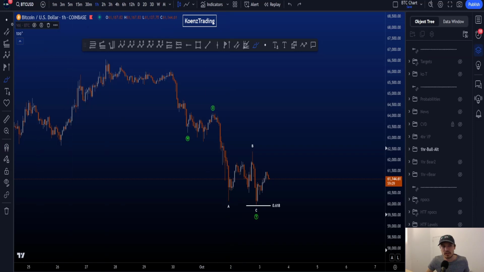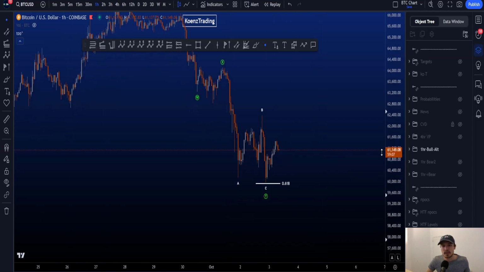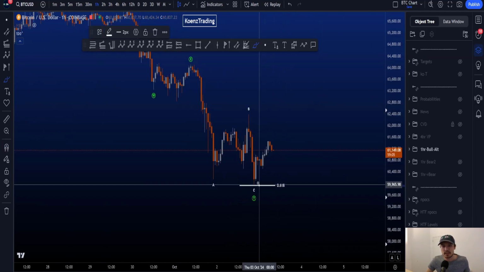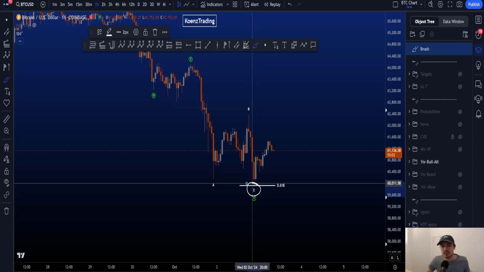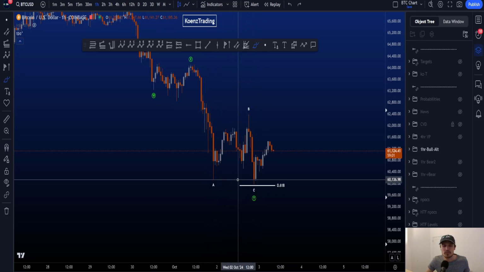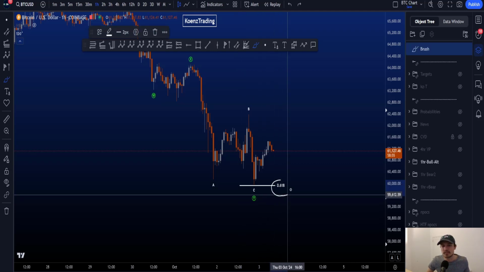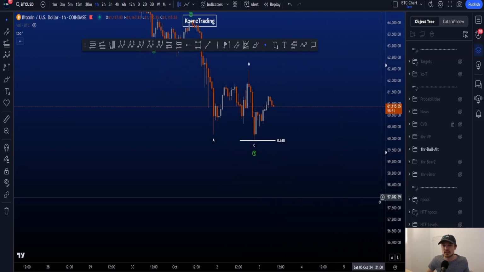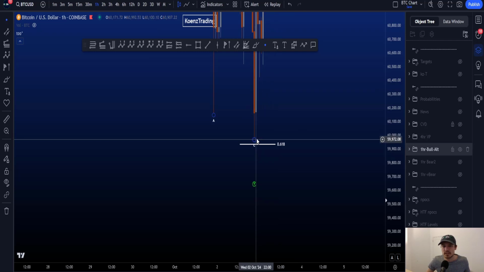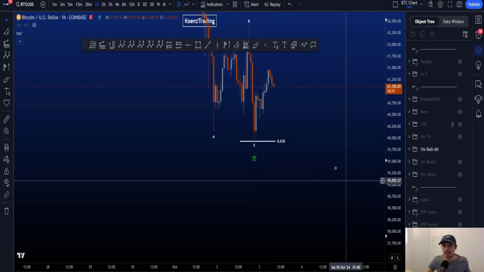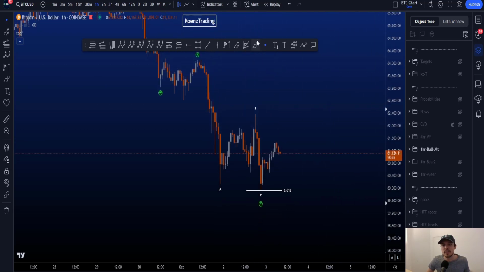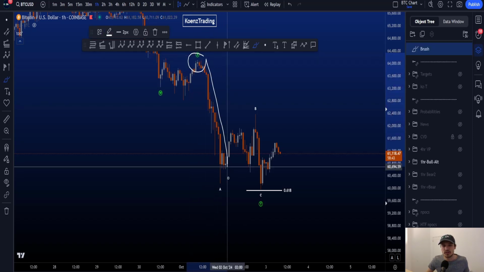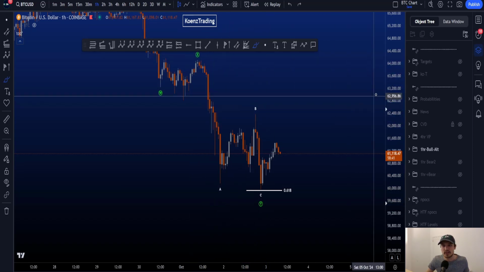So we then have ABC, corrective structure in X, and then a finished ABC to the downside as price now took out this low. However, in an ABC zigzag, the minimum target for wave C is at least taking out the low of A, so we can check that. But from a Fibonacci perspective, the minimum target for a wave C is the 0.618, which by itself is a rare target for a wave C, but we actually did not hit the 0.618.